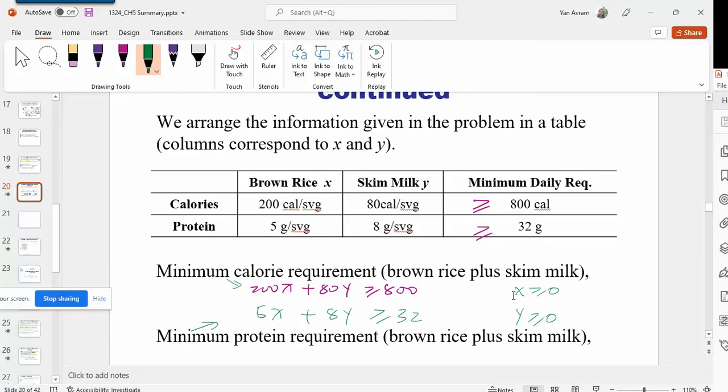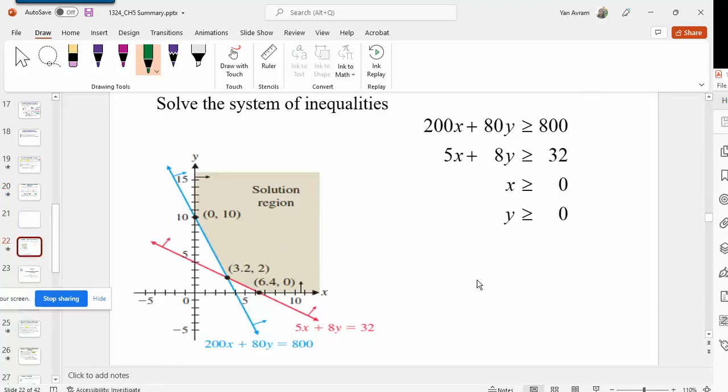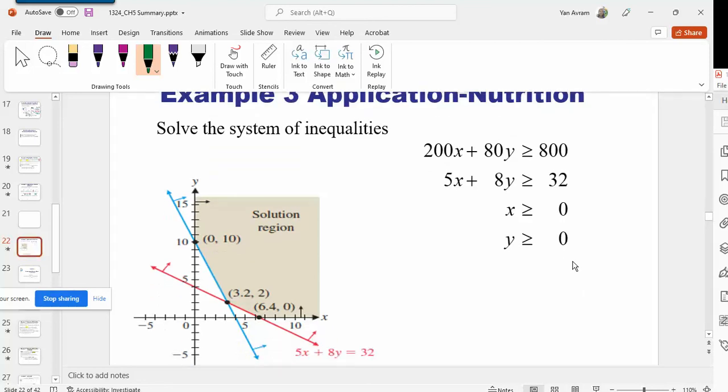So that means you can have 0 servings of brown rice, but you cannot have a negative number. Same thing with the skim milk, right? You can have 0 servings of skim milk, but you cannot have negative 1 or negative 2 servings. So these two conditions you will need to add in this case, okay? And then we're going to do the same thing. We're going to graph these two, each one here.